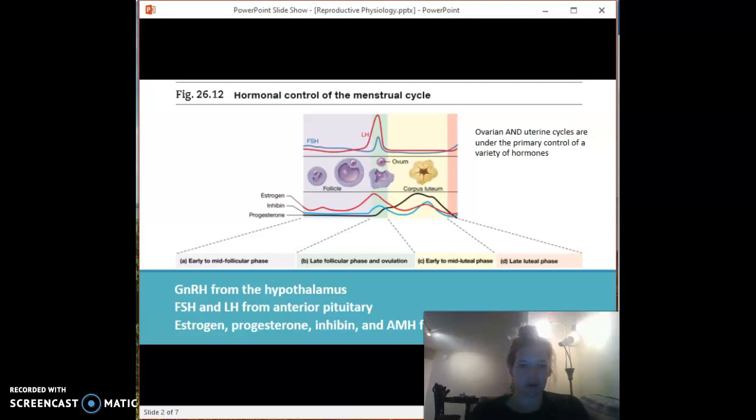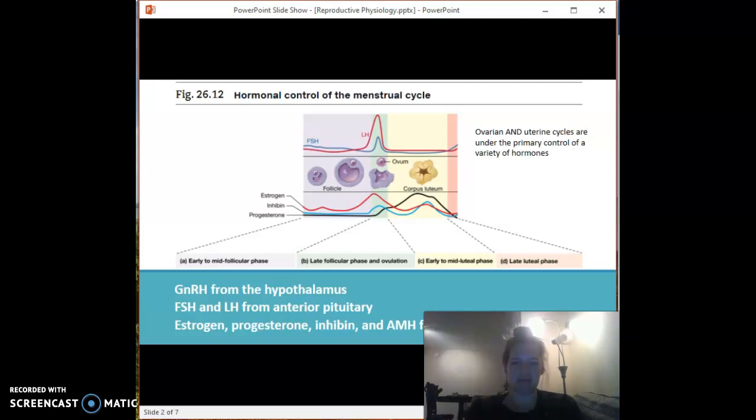Okay, first let's just overview the main hormones that we'll be talking about that control the menstrual cycle. So first, GnRH, the gonadotropin releasing hormone, which is released from the hypothalamus. FSH and LH are released from the anterior pituitary. Their release is stimulated by gonadotropin releasing hormone. And then estrogen, progesterone, inhibin, and AMH are all hormones that are released from the ovaries themselves.